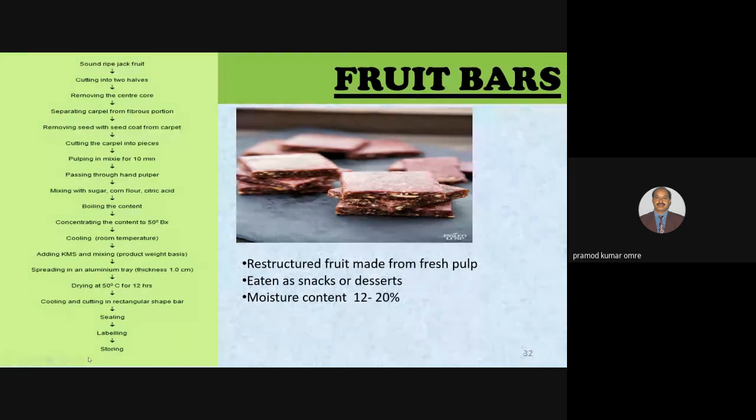Fruit bars are also there. Restructured fruit made from fresh pulp, used as snacks or desserts. Moisture content is 12 to 20%. In the market, a number of bars are available which are made from this type of material, which would otherwise go for expiry. So we are using it before expiry for edible purposes, making it in different shapes and different products. These come into the value addition form, fruit bars, and they can be kept for a longer time also.